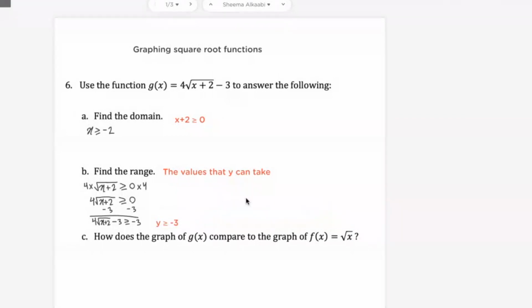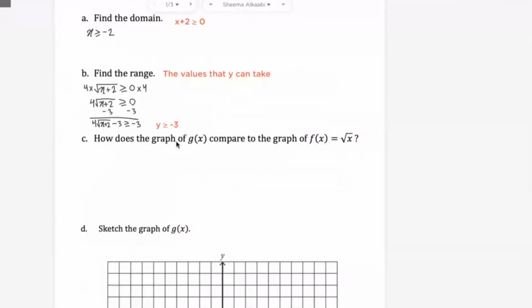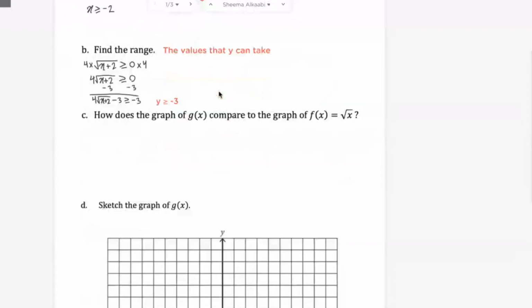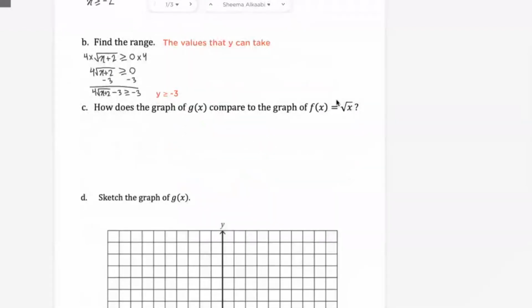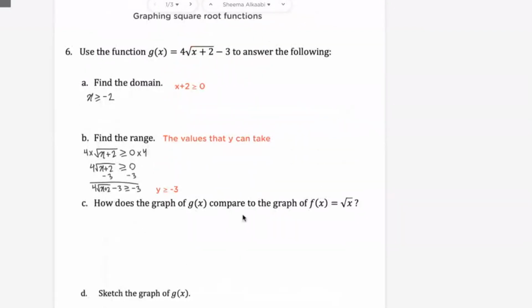That is your range. Now we come to this. How does the graph of the function given, which is this function, compare to the graph of square root of x? This is the parent function. Sometimes they mention it with the expression. Sometimes they just say the parent function. If they say the parent function, they mean square root of x. So they're talking about transformations here. So you describe all the transformations, okay, that maps this square root of x to the expression given in the question.